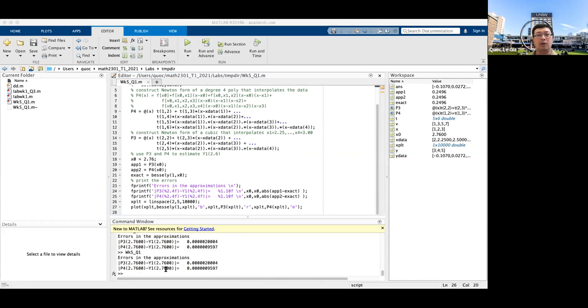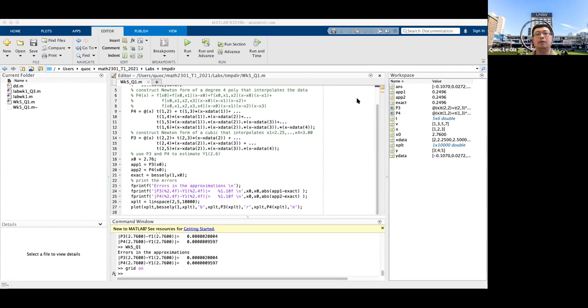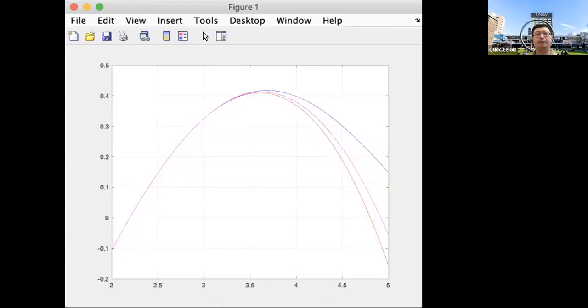Let me share the plot. I share you the plot and you can see it. So this is the plot. So the exact function is the blue one. This is the exact function, the blue one. And the red one is the P4. Okay, so P3, sorry, P3. And the magenta is P4.